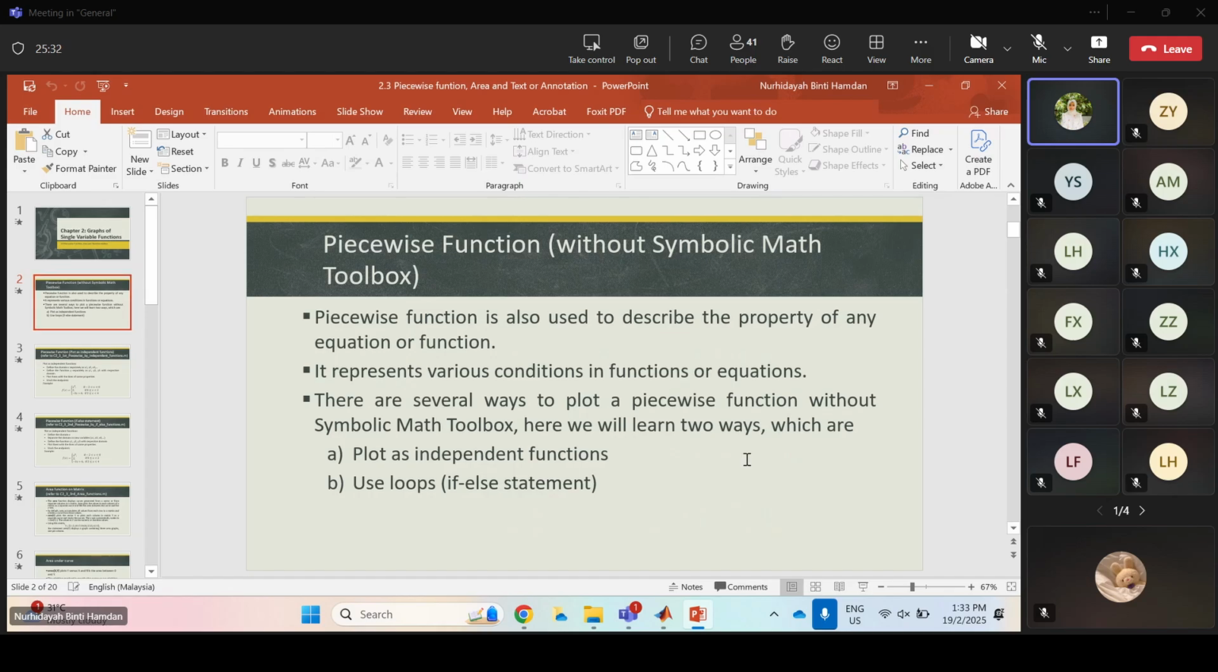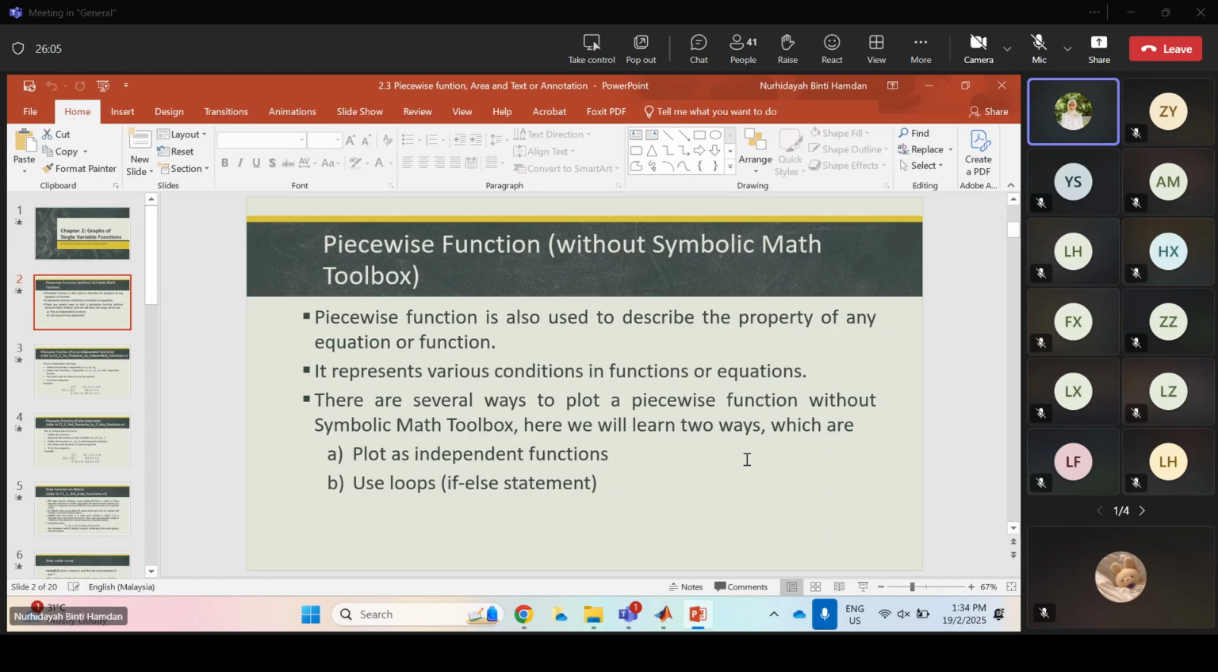So, piecewise function. I know that there's a shorter way using the toolbox, but in this course you are not allowed to use the toolbox. So we will do it manually for all of this. A piecewise function is also used to describe the property of any equation or function. It represents various conditions in a function or equation. So there are several ways to plot a piecewise function without using the symbolic math toolbox.